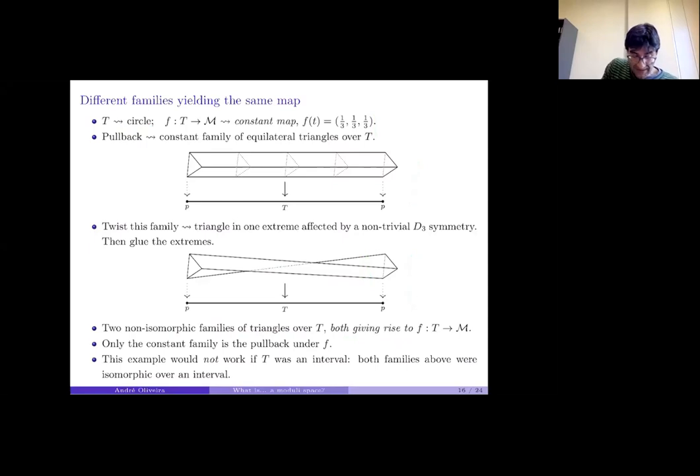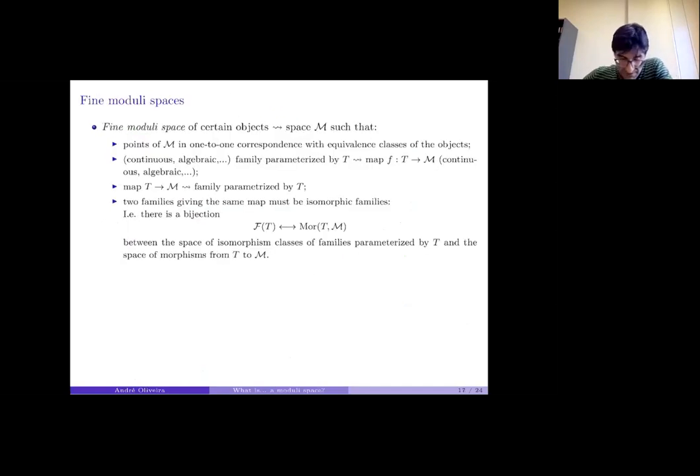This example would not work if T was an interval and not a circle, because these two families over an interval, if this point is not the same as this one, are isomorphic: you can just pick this one and twist this side and twist this side and obtain that. But over a circle you cannot do that because things are glued. It's like untwisting the Möbius band onto a cylinder. You cannot do that.